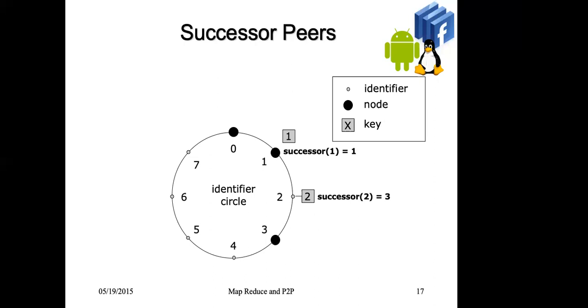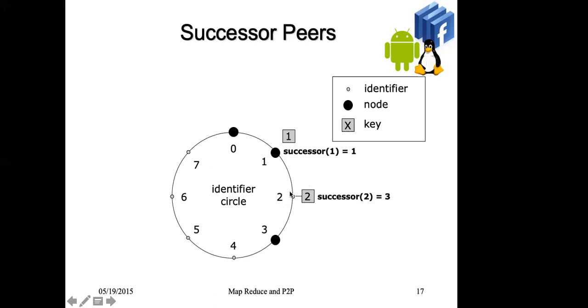That's the first case. However, if you want 2, the content key is 2. So you want, say, a Netflix movie, and the key value for that movie is number 2. But the thing is that I don't have a node number 2 here.